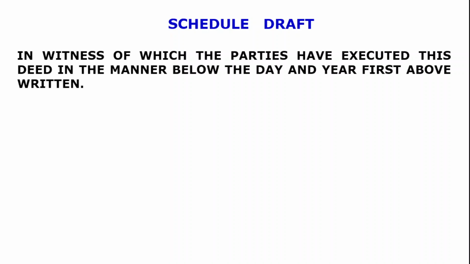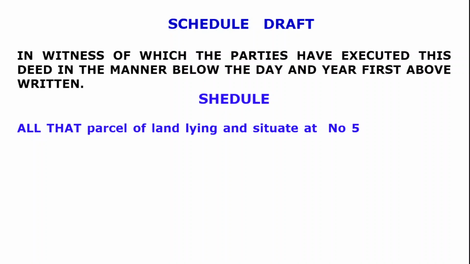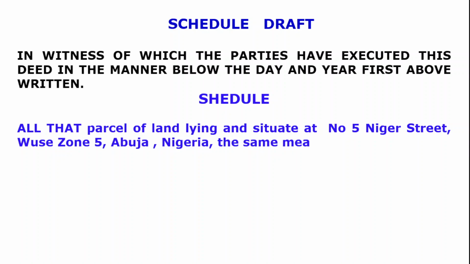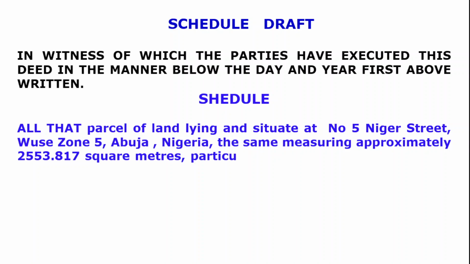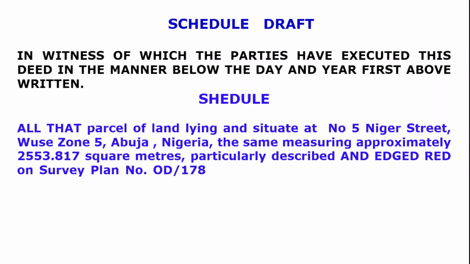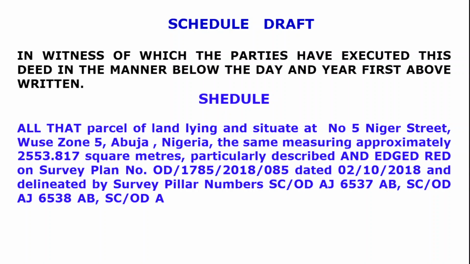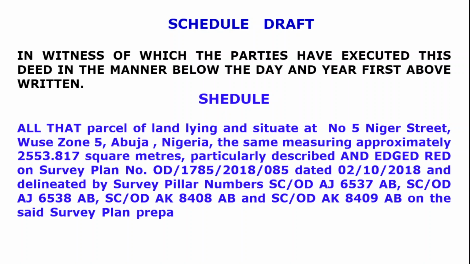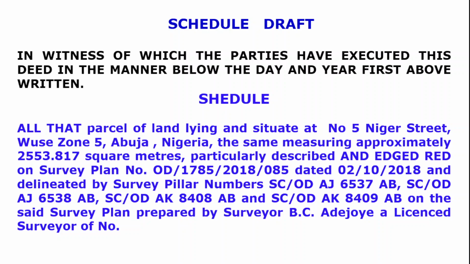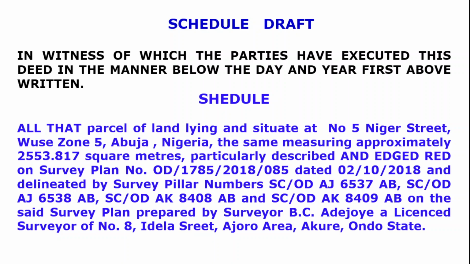So now, you head it as Schedule, and then you start by saying: all that parcel of land lying and situate at number 5 Niger Street, Wuse Zone 5, Abuja, Nigeria, the same measuring approximately 2,550.817 square meters, particularly described and edged red on survey plan OD/1785/2018/085, dated the 2nd of October 2018 and delineated by survey pillar number SC/ODAJ 6537 AB and SC/ODAJ 6538 AB, then SC/ODAK 8408 AB and SC/ODAK. Now, this is just fictitious, right?